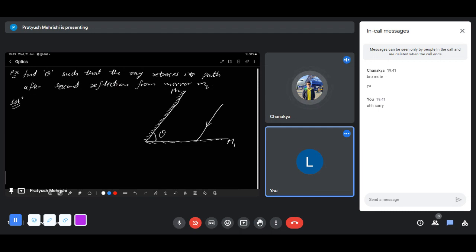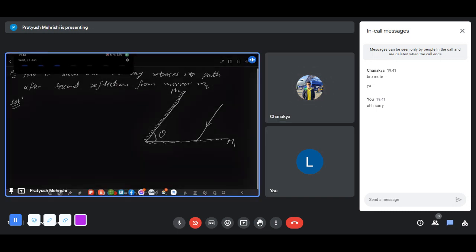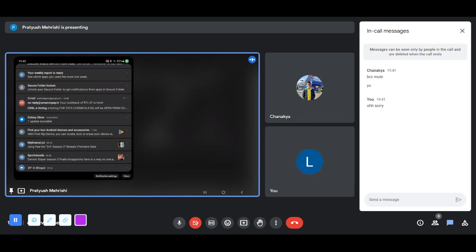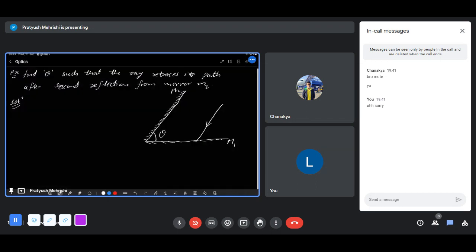Sir, is theta equal to 30 degrees the correct answer? 30 degree is not the correct answer. Correct answer is 45 degrees. See, read the question carefully once again. Good try though. Find theta such that the ray retraces its path after second reflection from M2.